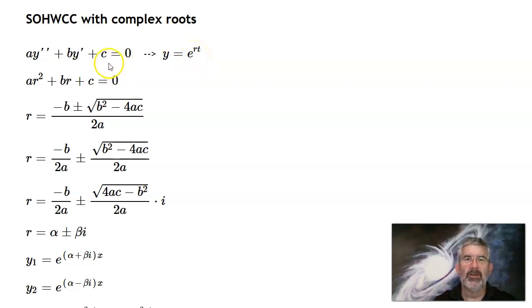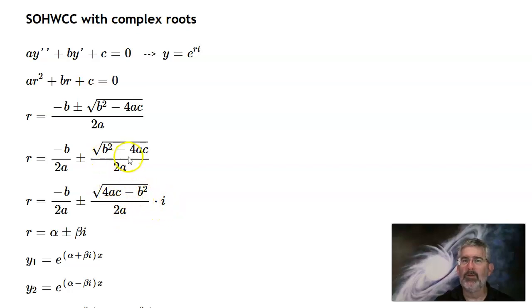When you plug that e to the rt in, you find that you need to solve this quadratic equation, and that quadratic equation, of course, has two roots which look like this. We are currently looking at the case where b squared minus 4ac is negative, so that square root is yielding an imaginary number. Now, if I rewrite this way, breaking it into this part and that part, this part in the beginning here is the real part, and the imaginary part comes out of that square root. So the coefficient in front of i is this thing.